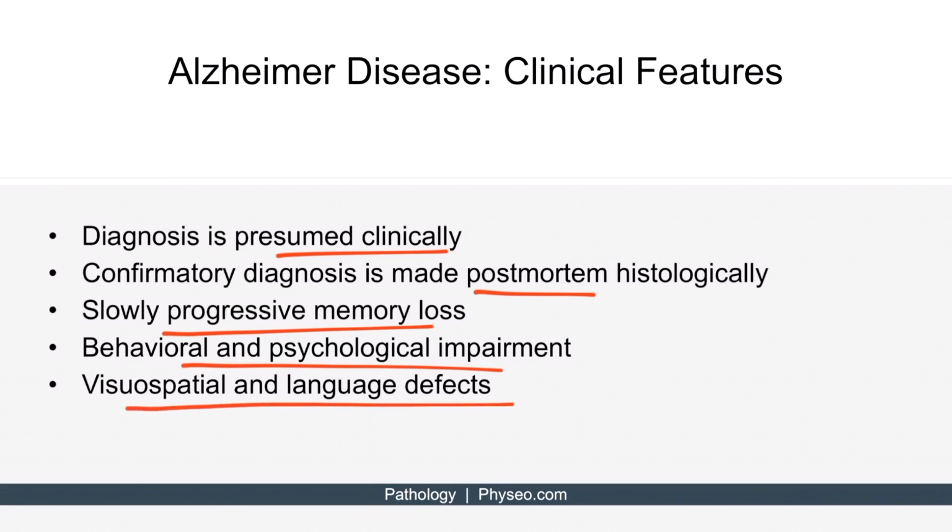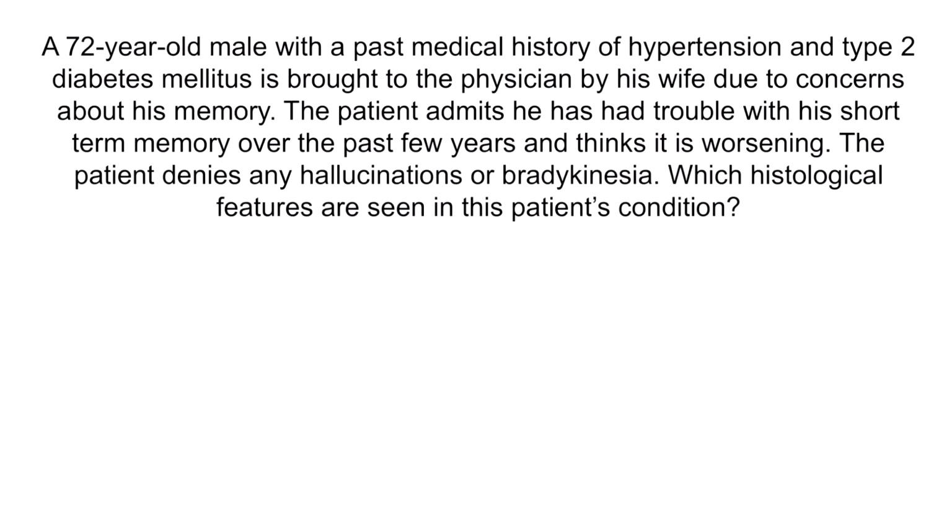All right, now that we've covered some information, let's review with a quick question. A 72-year-old male with a past medical history of hypertension and type 2 diabetes mellitus is brought to the physician by his wife due to concerns about his memory. The patient admits he has had trouble with his short-term memory over the past few years and thinks it is worsening. The patient denies any hallucinations or bradykinesia. Which histological features are seen in this patient's condition?